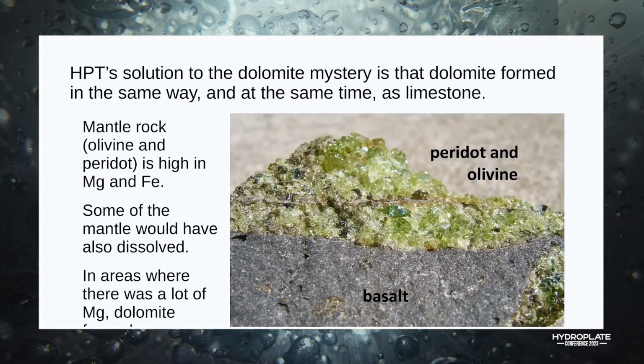Hydroplate theory's solution to the dolomite mystery is that dolomite formed in the same way and at the same time as limestone. We think that mantle rock is made of olivine and peridot, which are high in magnesium and iron. So some of the mantle rock would have dissolved when the supercritical water was in the subterranean chamber. So there would have been magnesium and iron atoms in the water, as well as calcium and silicon and many other things. So as the water escaped and came to the surface, there were some areas that had a lot of magnesium in it, and in these areas, dolomite was formed.